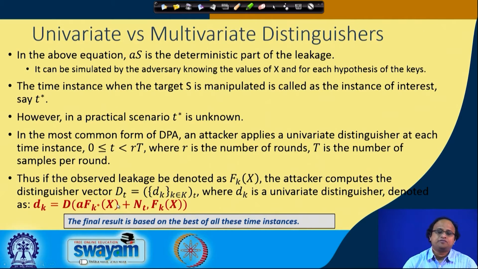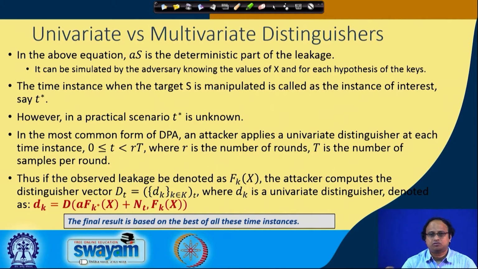So, if I take this component and, for example, correlate it with Fkx, or apply any other distinguishing function for that matter, I get the value of dk. And the final result is based on the best among all these time instances.